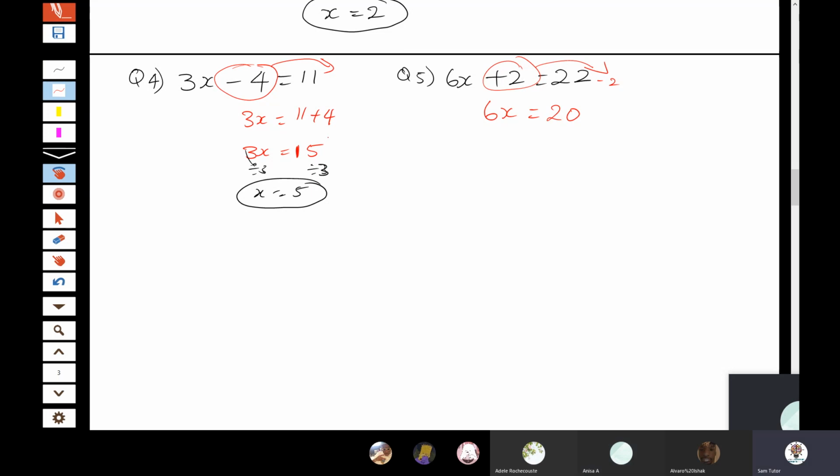So if you don't want to save yourself a line, then you would still write like this, 11 plus 4. If you want to save yourself a line, you can just write it there. 22 take away 2 is just 20. Okay. And what do you do to both sides?